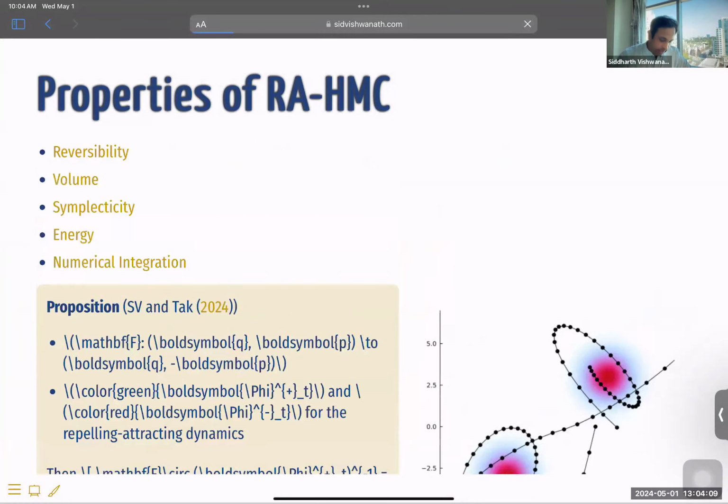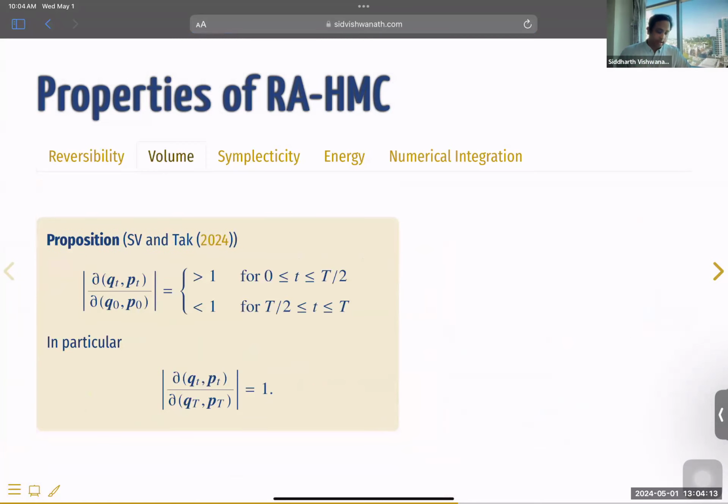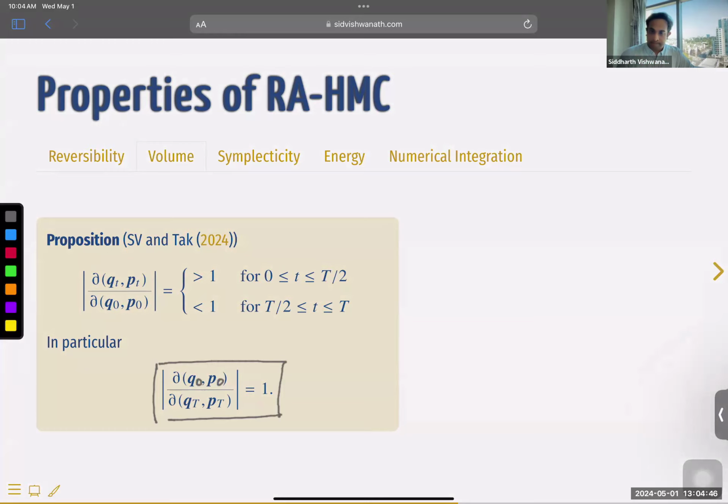The second result is that if you look at what happens to the volume in your phase space, for the first half of your trajectory, your volume expands. So your Jacobian is increasing for the first half, and for the second half of the trajectory, your Jacobian is decreasing, so there's a volume contraction happening. But if you look at time 0 and time t, this Jacobian term is exactly 1. So when you go back to the accept-reject probability, you don't need to compute Jacobians, which are incredibly expensive. This is guaranteed to be 1.